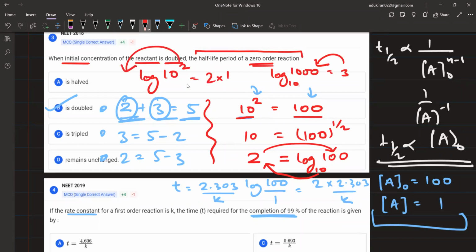ये बन जाएगा 2 into log 10, and log 10 की वैल्यू होती है 1. Log 10 की वैल्यू 1 क्यों होती है? Because log 10 base 10, 10 to the power 1 is equal to 10. ठीक है, understood? Haider: Yes, sir.